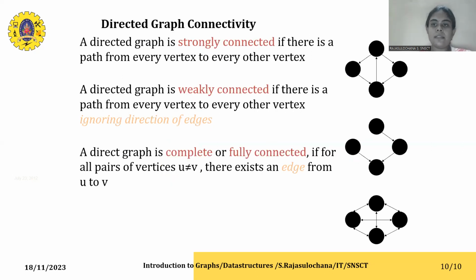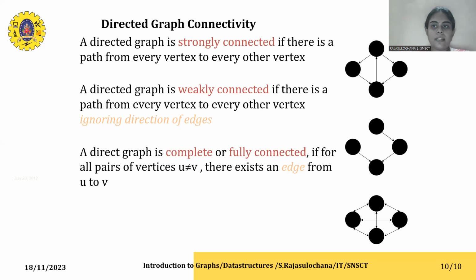Now let us discuss connectivity, or connected graphs, with respect to directed graphs. Here, a directed graph is said to be strongly connected or weakly connected. Only we have two terms; disconnected is common for both. So when do we call a directed graph strongly connected? If there is a path from every vertex to every other vertex, then the graph is said to be strongly connected.